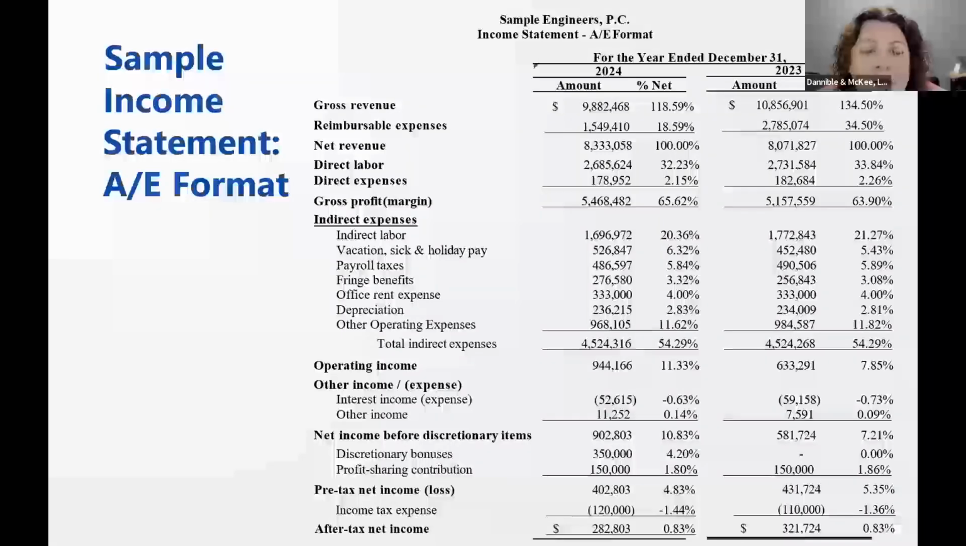Then you've got your indirect expenses. All your direct expenses are up above. Your indirect expenses, like your indirect labor, office rent, and depreciation, are down below. But one thing that you'll see different is a lot of firms like to break out their discretionary items, things like discretionary bonuses or profit sharing contributions. These are broken out because, if you think about it, they're called discretionary items. So you really want to know what your operating income is before you make those discretionary items. What is your firm's profitability before all of those items? It's something to think about, whether you want to break those items out. I think it's really helpful.